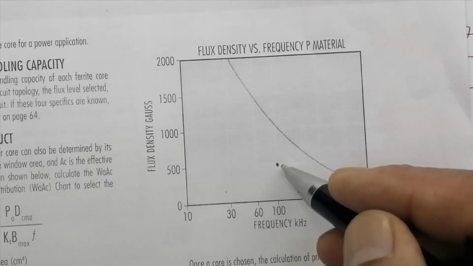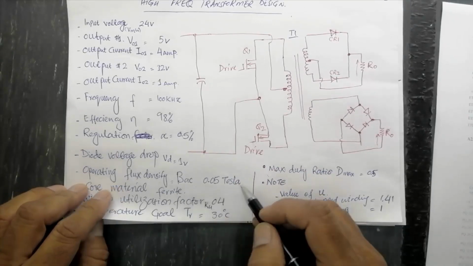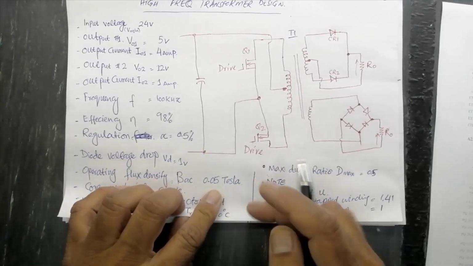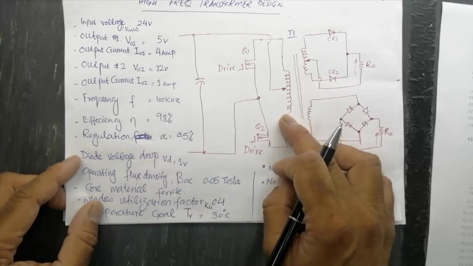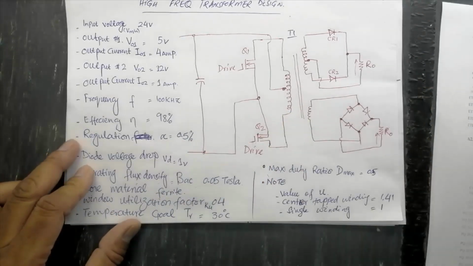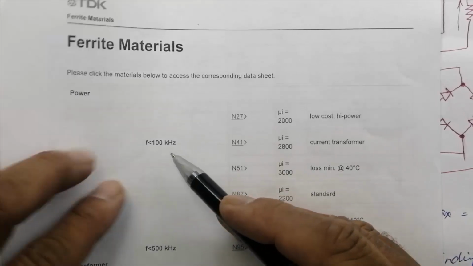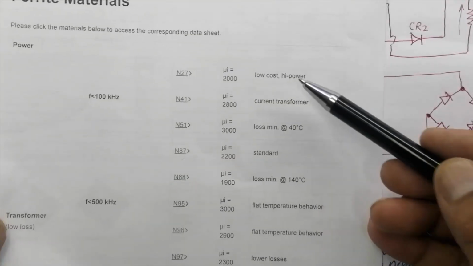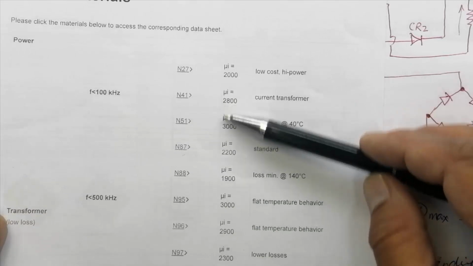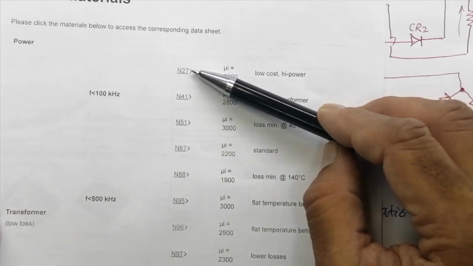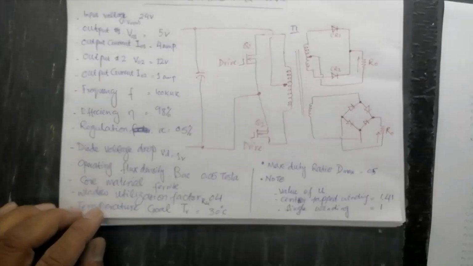How can we select the core? First of all, we will select the operating flux density BAC, alternating current flux density, 0.05 Tesla. If you want to use gauss, you have to multiply by 10 raised to power 10. Core material: we want to use ferrite material. We have a ferrite material chart. At 100 kHz, there is a low cost, high power material, type of material and its specifications. We can use N27, N87, N97. For a good magnetic index, we can use these materials.